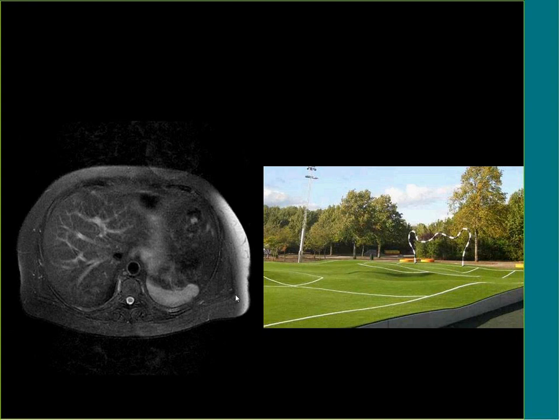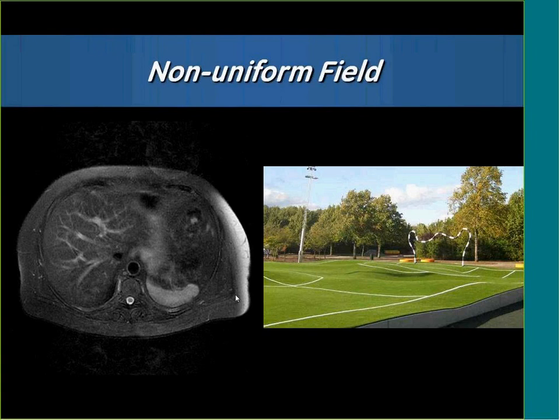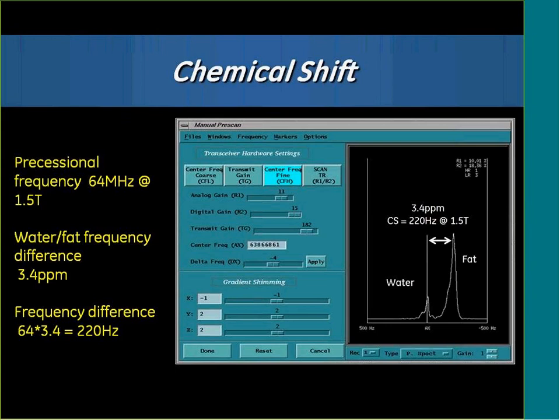So essentially this is an example of a non-uniform field. And when we mean field, we're talking about static magnetic field non-uniformity. So we actually have a failure of the fat suppression due to this non-uniformity of the magnetic field. And this is really an issue due to chemical shift.